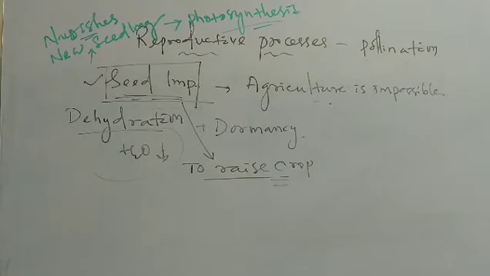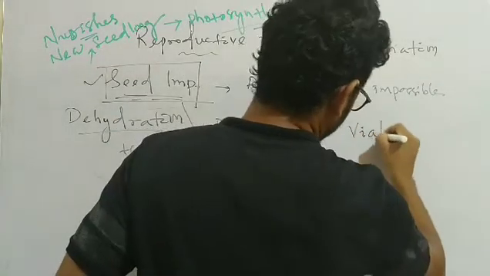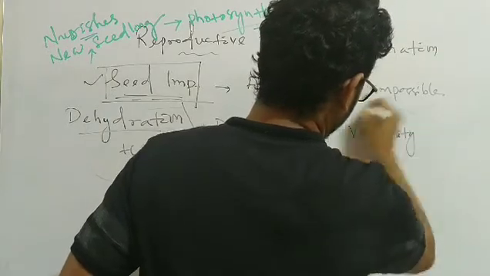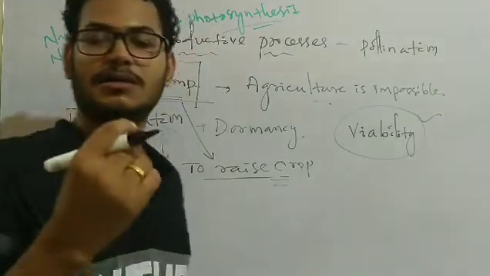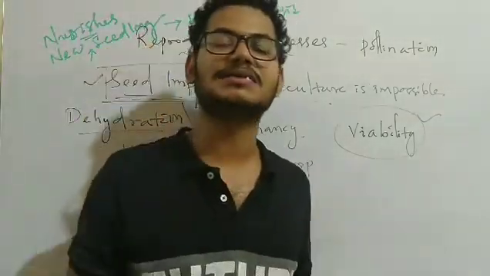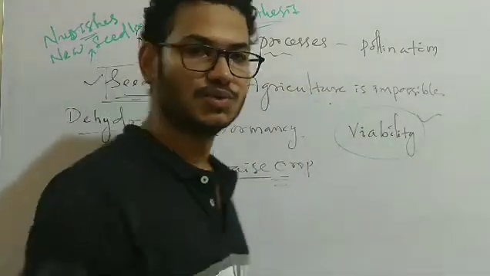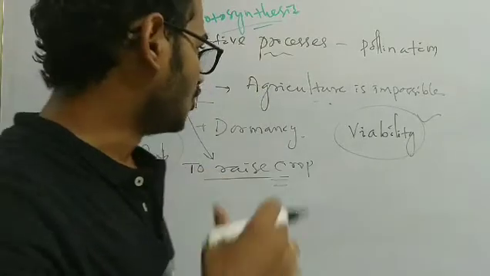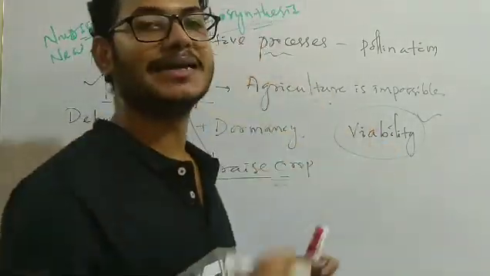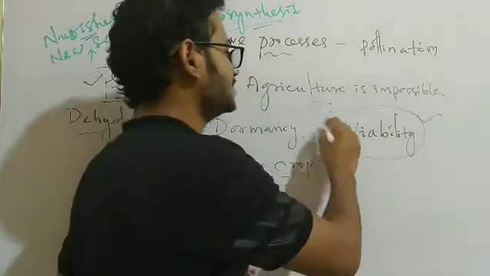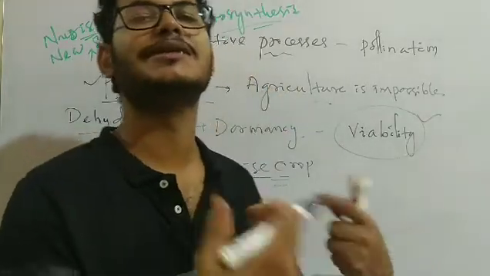Some seeds lose viability within months. The term viability is important. Viability means its activity: when we plant a particular seed, it may not produce a crop or may not grow into a new seedling or plant. When it is able to make a new plant, that means the seed is viable. It is capable of producing a new plant.